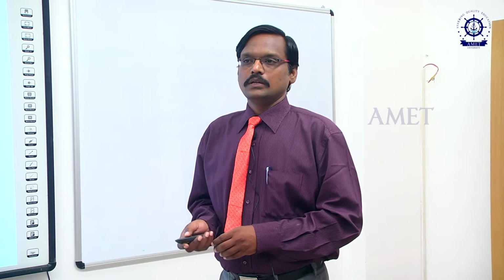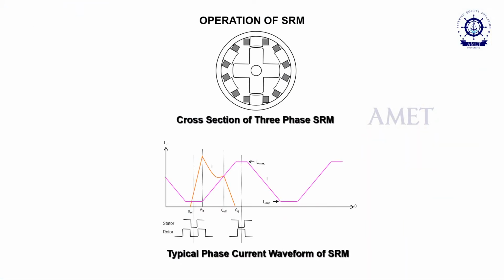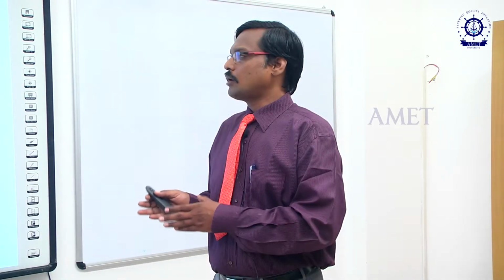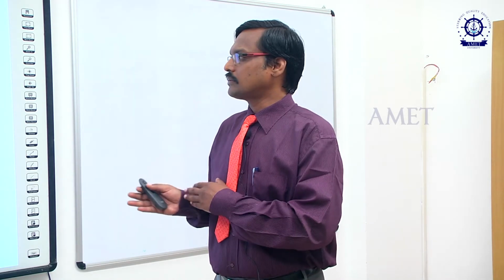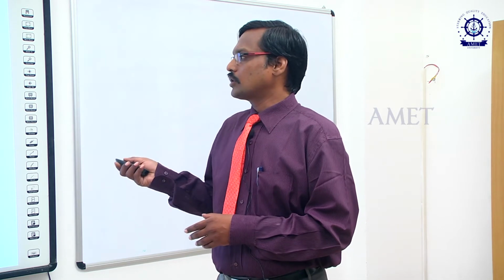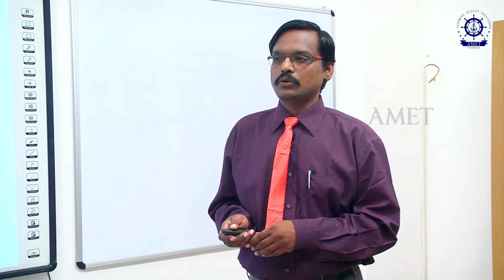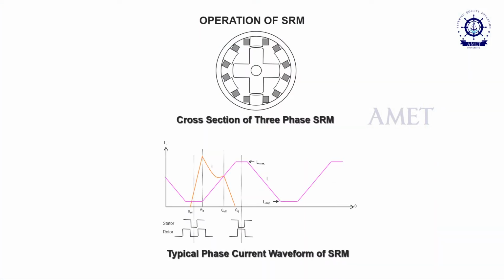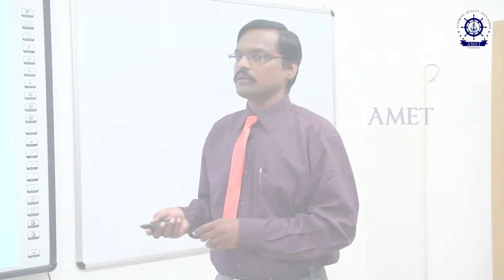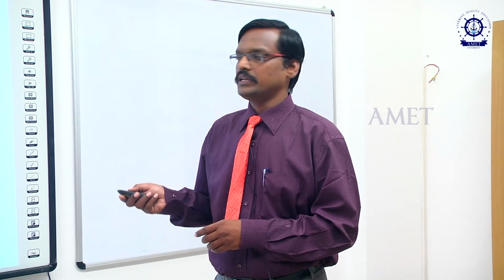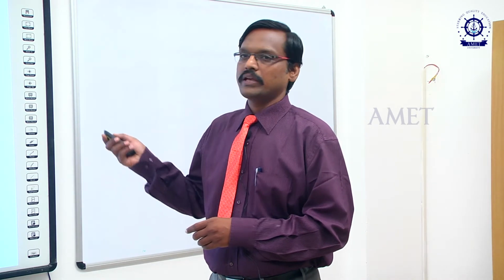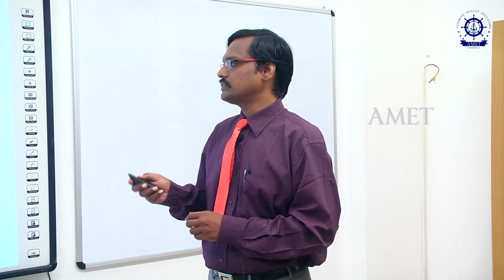Operation of SRM. As I explained earlier, it is a switch reluctance motor, a special type of motor. To operate this motor, we require some additional equipment, such as a rotor position sensor, a controller, and a power converter. We give an external DC power supply to the power converter, which converts the DC into AC, and we apply this AC supply to the internal winding of this SRM motor.